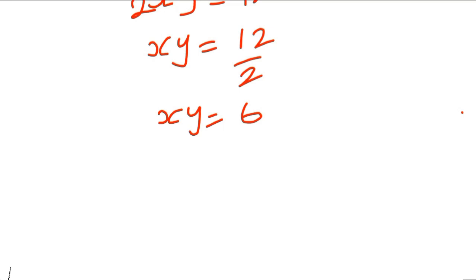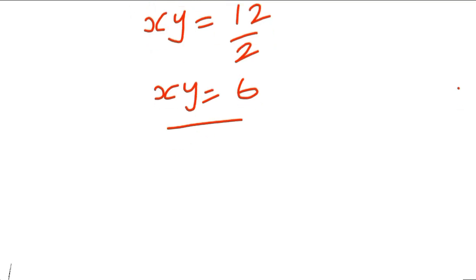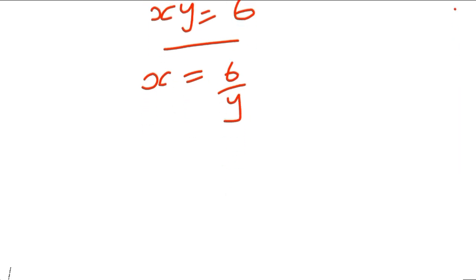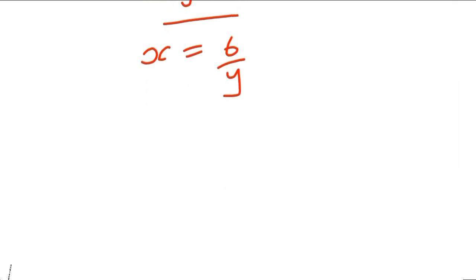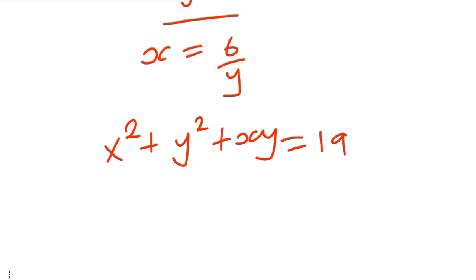Now we're not going to stop here with this equation. We are going to try isolating x. So you can see x is equal to 6 all over y. Now the next step we're going to take, we're going to invoke our equation 1 that says x squared plus y squared plus xy is equal to 19. Now we're going to substitute this value of x into this equation.